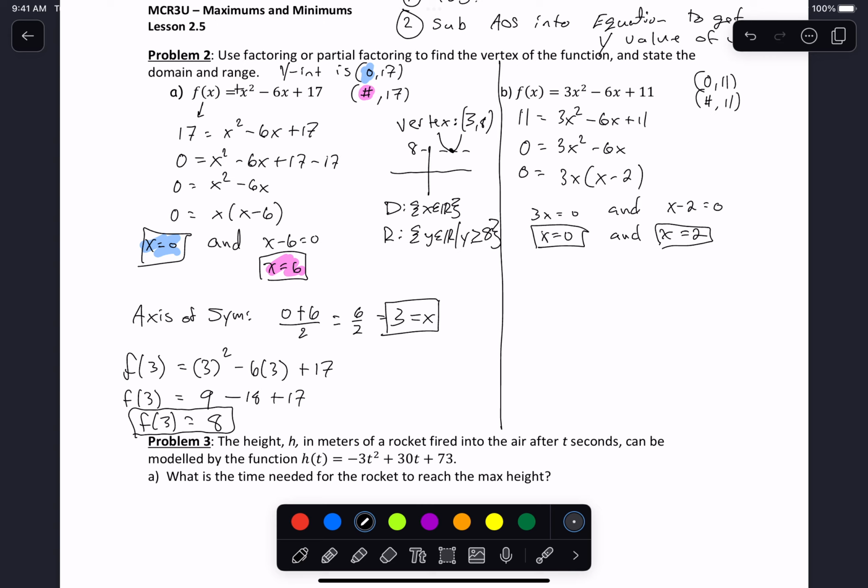Okay, to Bryce's point, Bryce is saying factor it, solve for the roots. That might not be factorable. Factor it, solve for the roots, find the middle of the roots, substitute the middle into the equation to get the vertex. That's what you did in grade 10. You've done that before.